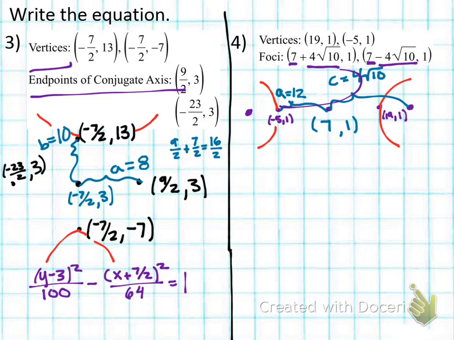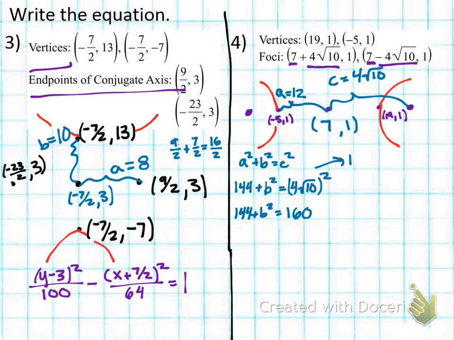So I'm going to use A and C to solve for B. That gives me A squared is 144 plus B squared equals C squared. Again, for the square root, I need to bring the square into each of those terms. So I get 16 times 10. So I get 160, and then subtracting 144 gives me 16.